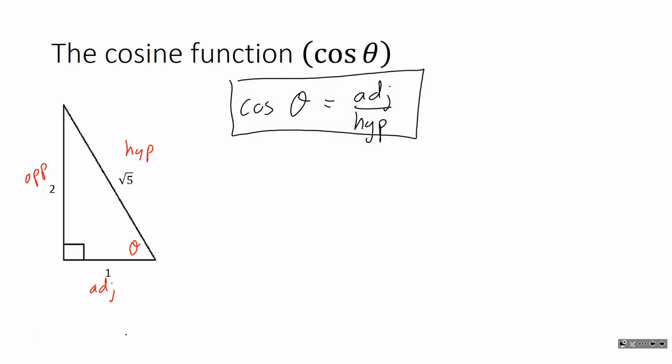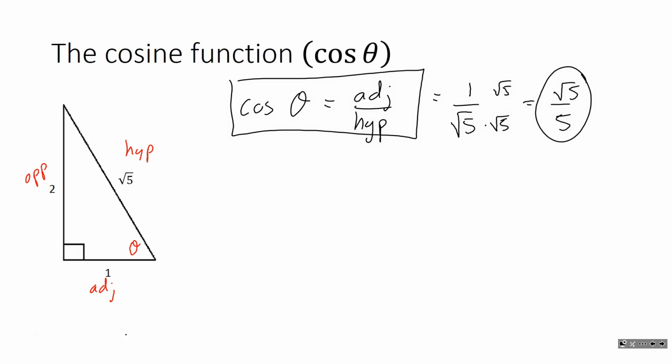Now let's take our numbers and plug them in. Our adjacent, look at the triangle, is 1, and the hypotenuse is square root of 5. So just like the previous problem, you can rationalize the denominator. It would be the square root of 5 over 5. There we are.